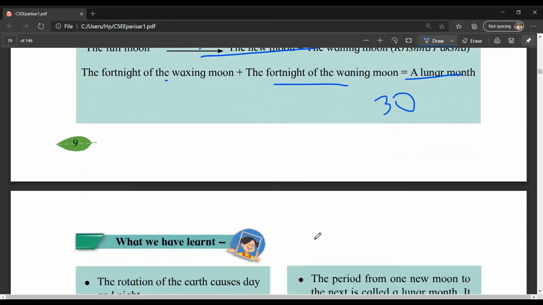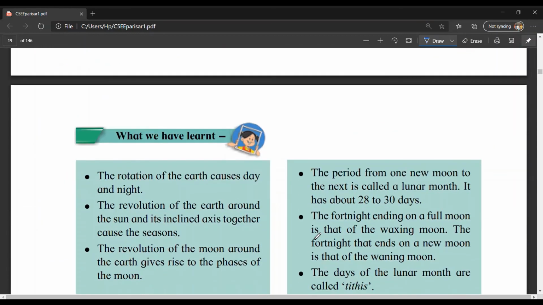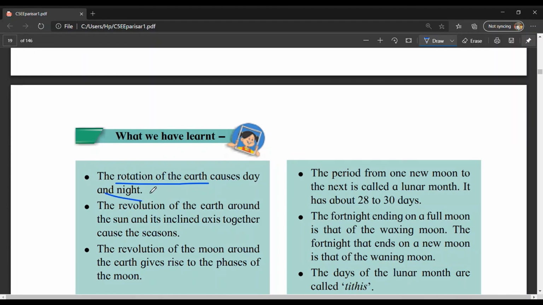Now let's see what we have learned. The rotation of the earth causes day and night. As I told you, when the earth is rotating, here is the sun and here is the moon, and when it is rotating, this is the daytime, and when it rotates, it comes to the night, and then again it goes to the next day, that is one day.